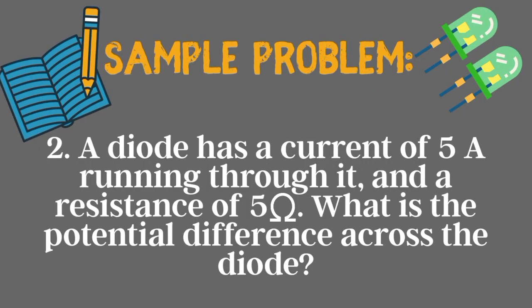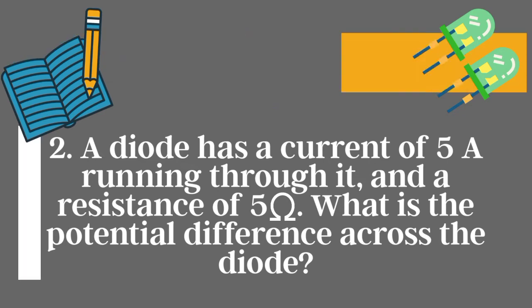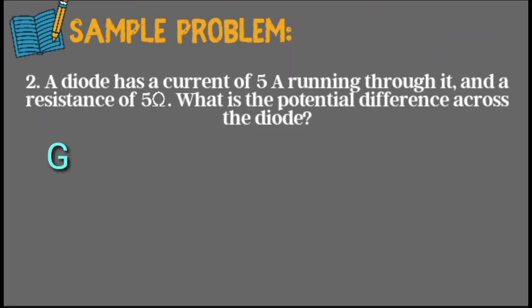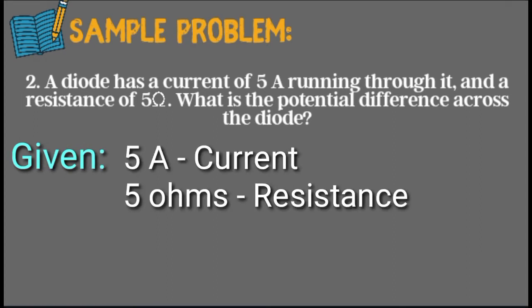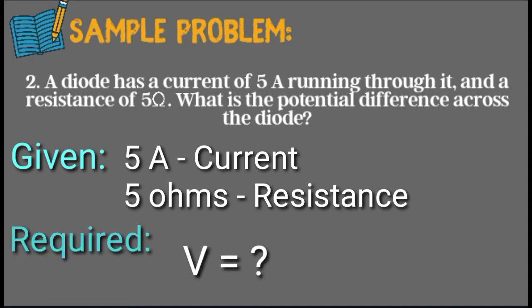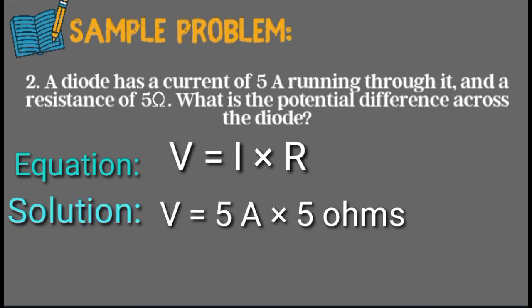A diode has a current of 5 amps running through it and a resistance of 5 ohms. What is the potential difference across the diode? For our given, 5 amps is the current and 5 ohms is the resistance. We are required to find the potential difference, or the voltage. Our equation, V equals I times R.